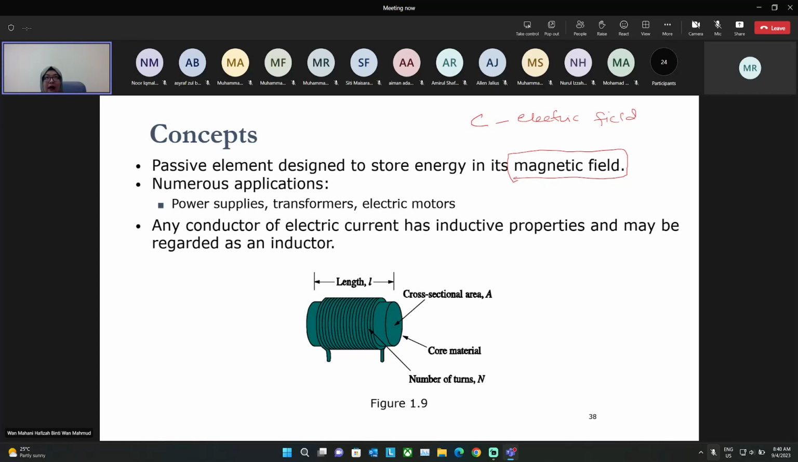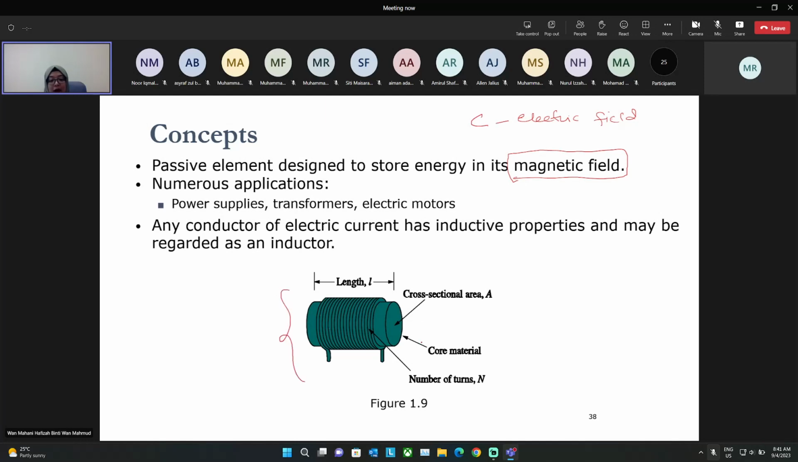Kenapa? Sebab inductor ni they can be built as simple as a conductor wire. You pusing-pusing-pusing macam tu, tengah dia tak ada apa-apa pun masih is a type of conductor. Is air core conductor lah. Core dia tu kita panggil udara lah dalam dia tu kan. So core material can be different. So these are the construction of the inductor.